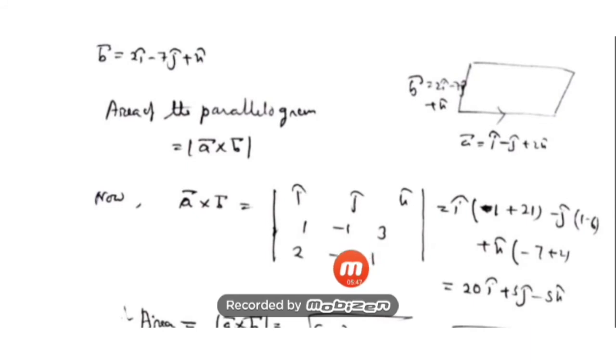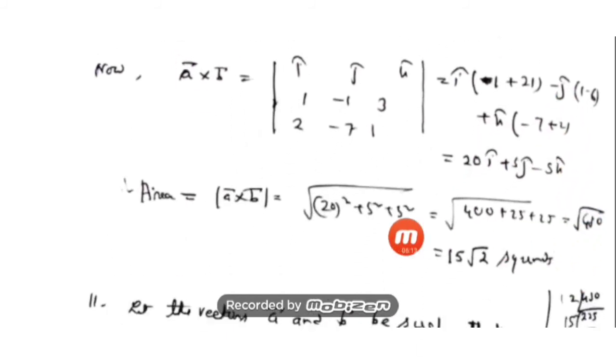So let us write it. I have done the calculation of the determinant. Expand the determinant: for i cap, cross out its row and column, minus 1 minus plus 9 gives 21 i cap. Then minus j cap, the product gives 1 minus 6. Then k cap, minus 7 plus 2. Okay, on doing the calculation, it is 20 i cap, 5 j cap and minus 5 k cap.